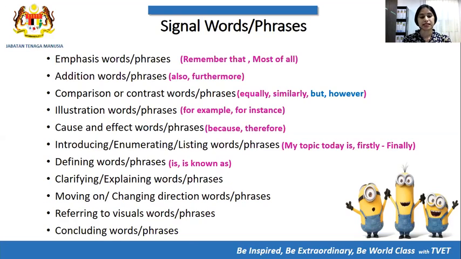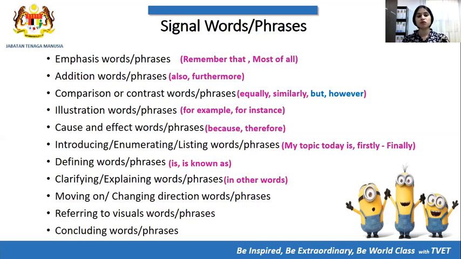Next is clarifying or explaining words or phrases. For example, if you're stating a statement and the statement is a bit confusing, and people find it difficult to understand, you have to explain it in other words, or clarify it so that it will give a clear picture for the listener. So you can use signal words like in other words.